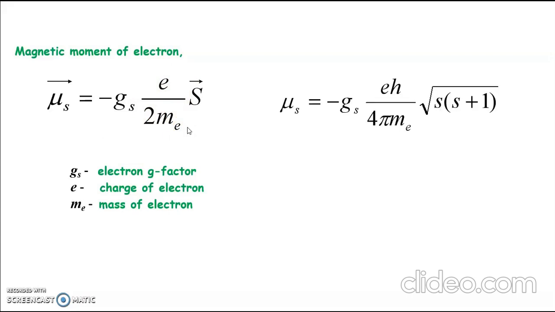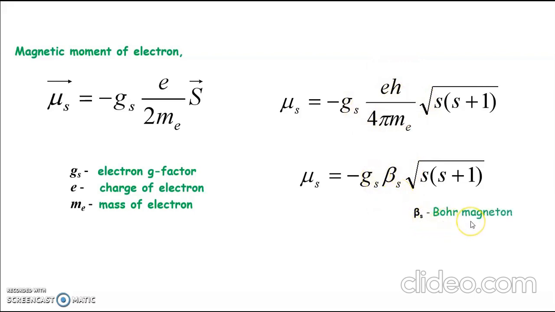So the magnitude of the magnetic moment can be represented as, here we can replace the vector with the quantity root of s into s plus 1. We will get the magnitude. And also we can have an equation. We are substituting these values as beta s, where beta s is called the Bohr magneton. The magnetic moment of electron related to the spin will be this equation.